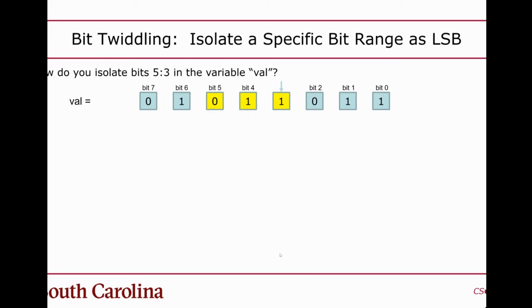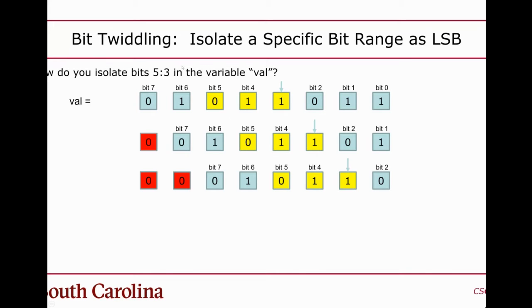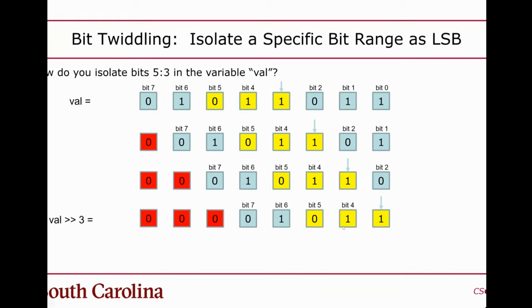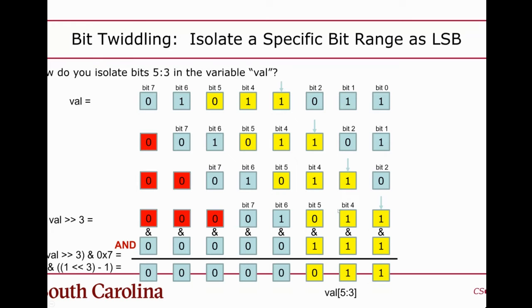And then if you have a multi-bit field that you want to isolate, you can just shift to the right by the smaller of the 2 indices. So if this is bits 5 down to 3, you would shift by 3 bits to the right, and that would maneuver those 3 bits into the rightmost bit position, and then you can do a bitwise AND with 1, 1, 1, because there are 3 bits you want to extract.